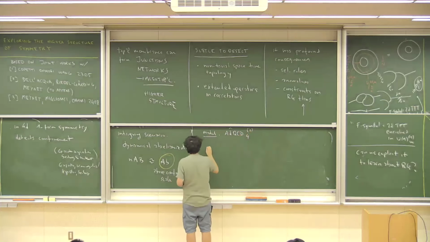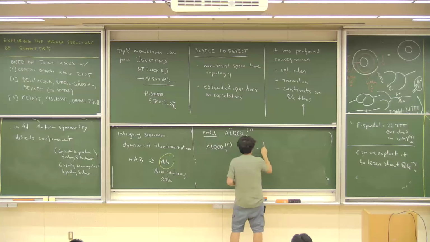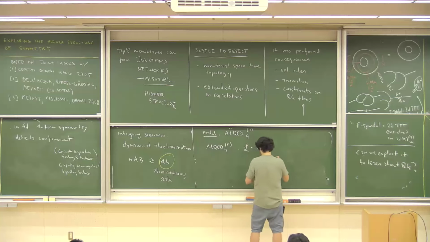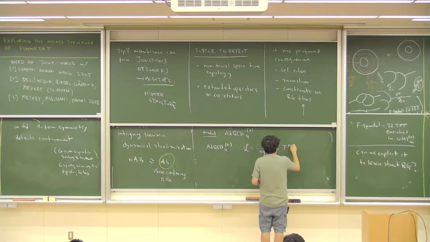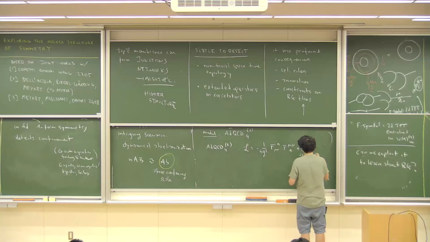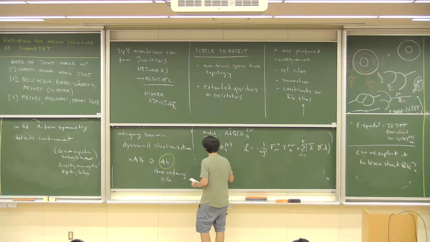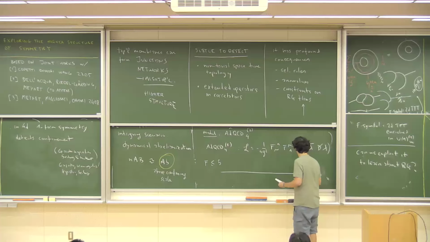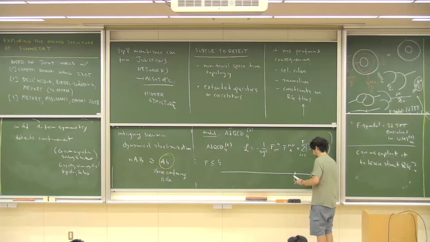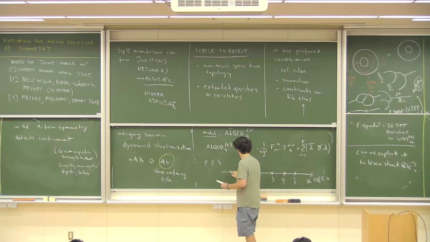In general, adjoint QCD in 4 dimensions with F flavors has a Lagrangian like this: a 4G term with F mu nu A, F mu nu A, and then a sum over the fermions, Weyl fermions with covariant derivative. Something like this. This is interesting when F is less than or equal to 5. Above 5, the theory is IR free. Then four, 3, 2, 1, 0.